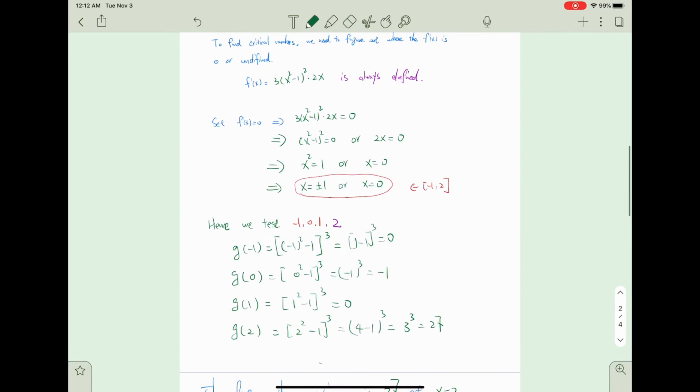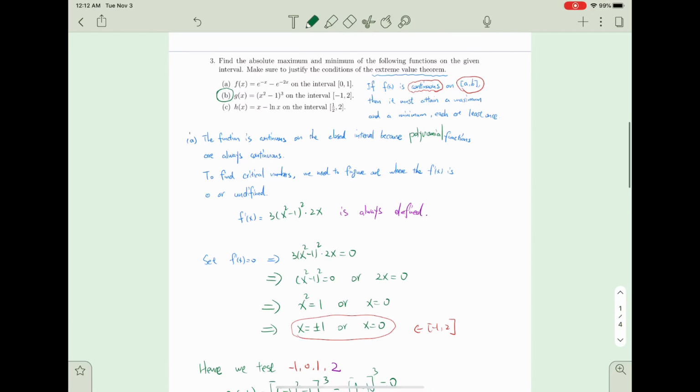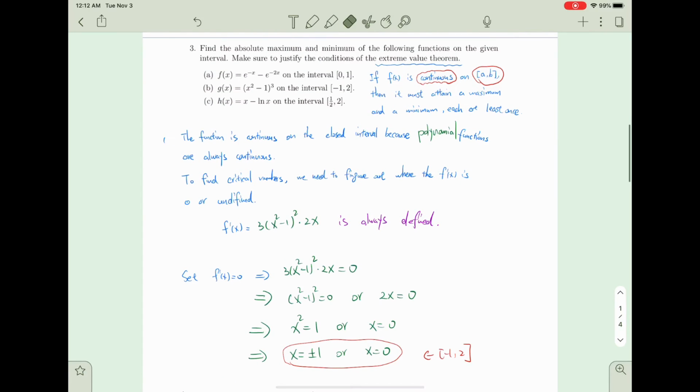Let's just follow this setup to finish the last question. Okay, I forgot to change this to B. Okay, so going to the last question, still follow the same setup, right? Just change the content. Okay, question C here. h of x. This function is continuous on this closed interval because it's a subtraction, right? Both of which are continuous for x greater than 0.